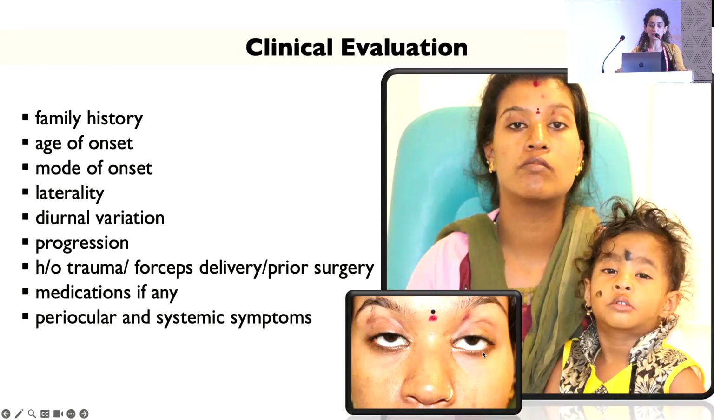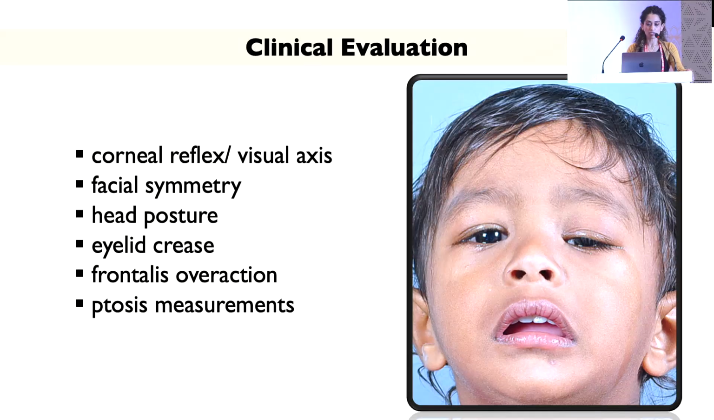The age of onset, the mode of onset, laterality, whether there is diurnal variation. Yes, you can have congenital myasthenia gravis, progression, history of trauma, forceps delivery, prior surgeries, whether anything has to be done, medications, and you have to also look for periocular and systemic symptoms in these children.